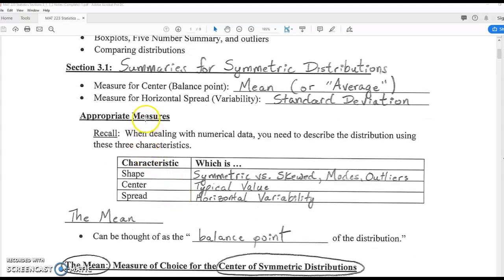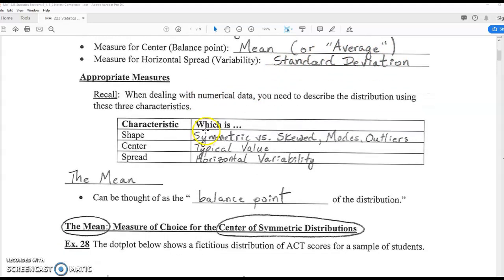In section 3.1, we're going to learn about summaries for symmetric distributions, which means we're talking about numerical data, and a nice symmetric distribution, which has a well-defined center, and the left and right side look about the same. The measure for the center, the balance point for a symmetric distribution, is the mean, which many of you have called the average before and are probably comfortable with. The measure for the horizontal spread, which is also variability, meaning what differences we see in the data, is going to be the standard deviation.